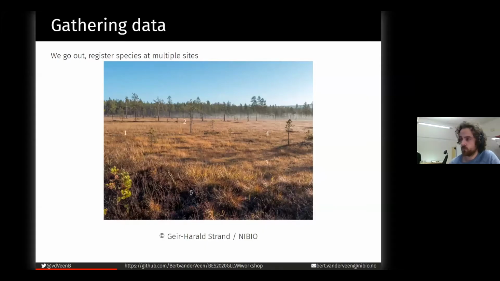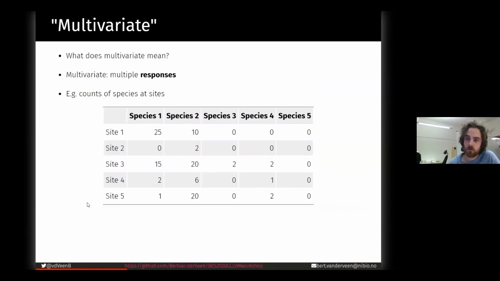We go at multiple places here and we record what species are there. So that's what we generally consider as providing a multivariate data set. Right? So what does it mean? That means that we have multiple responses. For multiple species, we measure, for example, if they're present or their abundance at each of these sites.